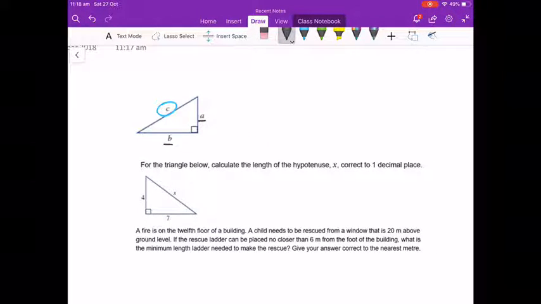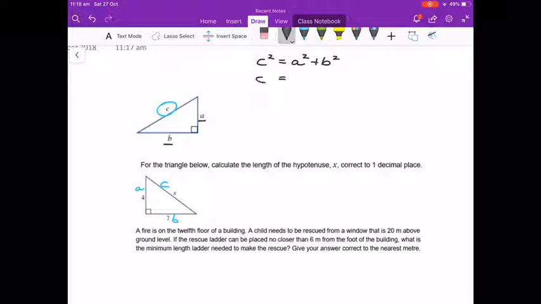For the triangle below, calculate the length of the hypotenuse x correct to one decimal place. So I'm going to label our x our C, and our 4 as A, and our 7 as B, remembering that our A and B are interchangeable. And I'm going to use the C squared rule, and that is C squared equals A squared plus B squared.